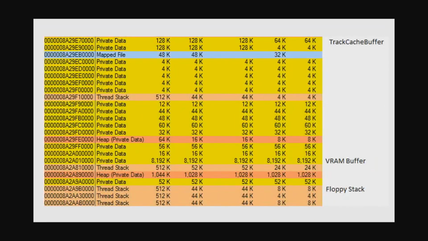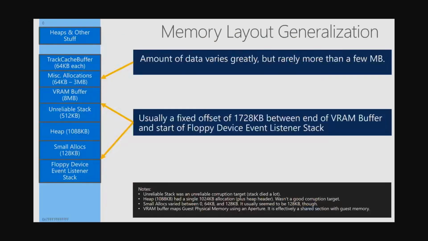So what I did to figure out if this was the case or not is I just started turning virtual machines on, and then I would use VMMap to dump the address space of the VM worker process. And I did this over a whole bunch of reboots, and every time I would record what I was seeing, and I created this memory layout generalization based off that data. There are a couple of interesting things here that I noticed.